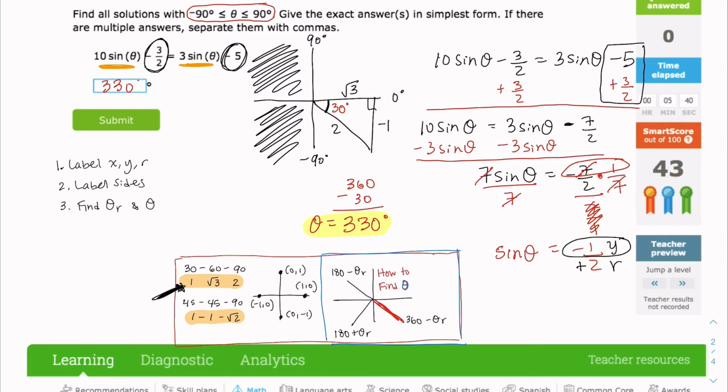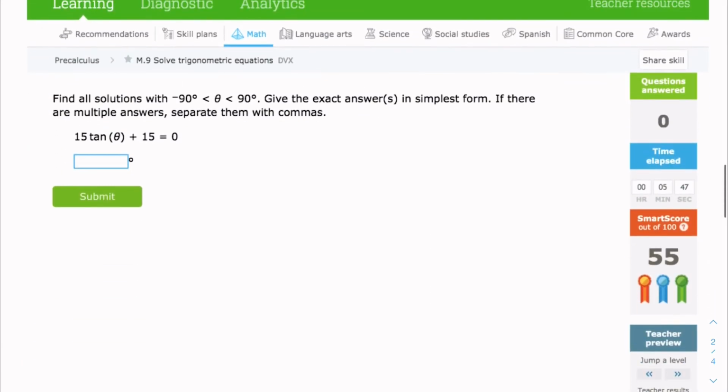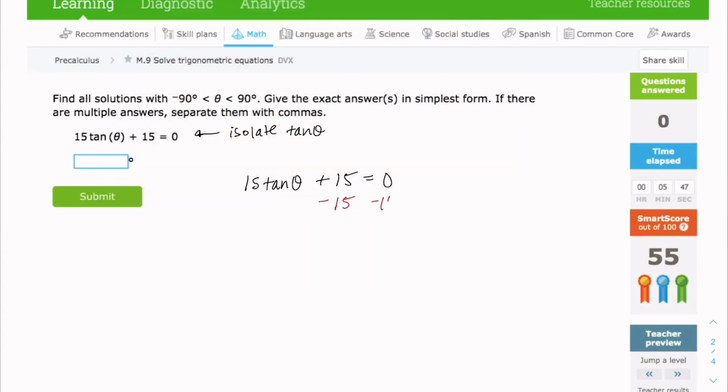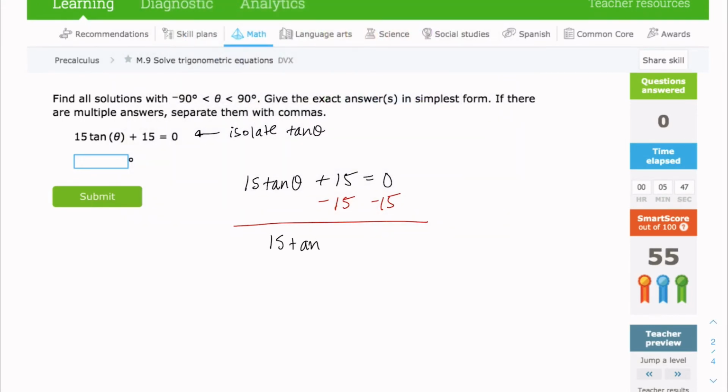Sweet. Let's try a problem now without any notes. Okay, so again, we're going to need to manipulate this a little bit to isolate our tan theta all by itself. The first thing I'm going to do is minus the 15 on both sides. Next up, 15 tan theta equals negative 15. See if you can take the problem from here on your own.